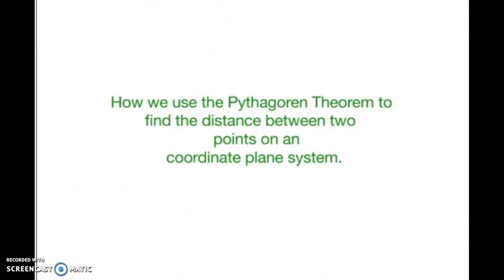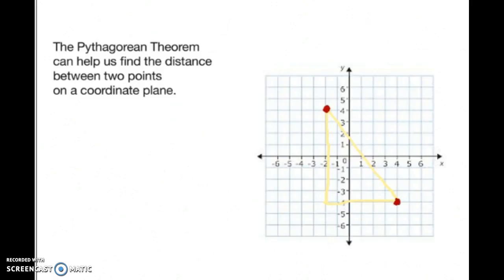Now we are going to see how we use the formula to figure out the distance between 2 points on a coordinate plane. We can use the Pythagorean theorem to find the distance between 2 points. As you can see, there are 2 points on the coordinate plane. We can connect the 2 points to make up the hypotenuse and then draw the rest of the right triangle to find out what this distance, or the hypotenuse, is.